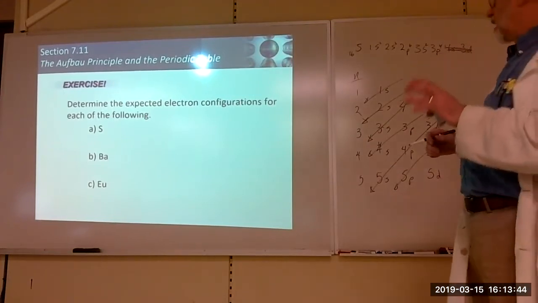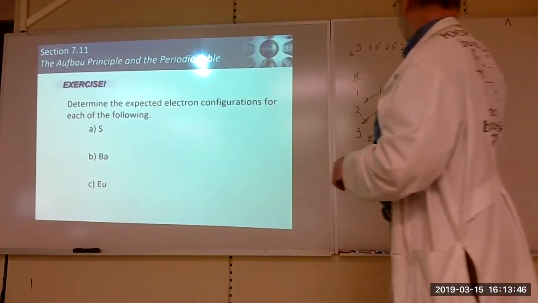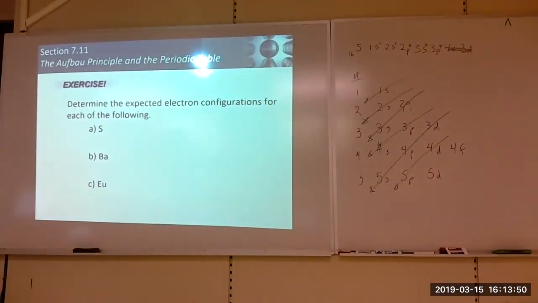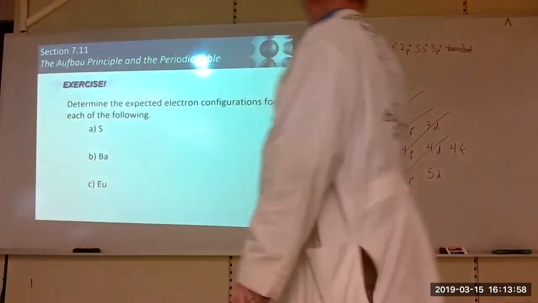Now look back at the periodic table. Where is sulfur? Sulfur's right here. So it's in the third level. So you fill up the 3s2, and then the 3p, 1, 2, 3, 4. 3p4.